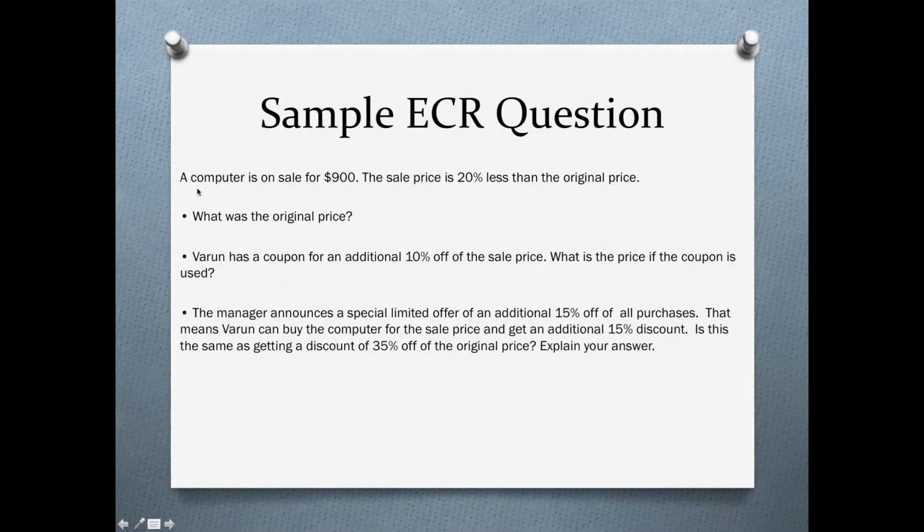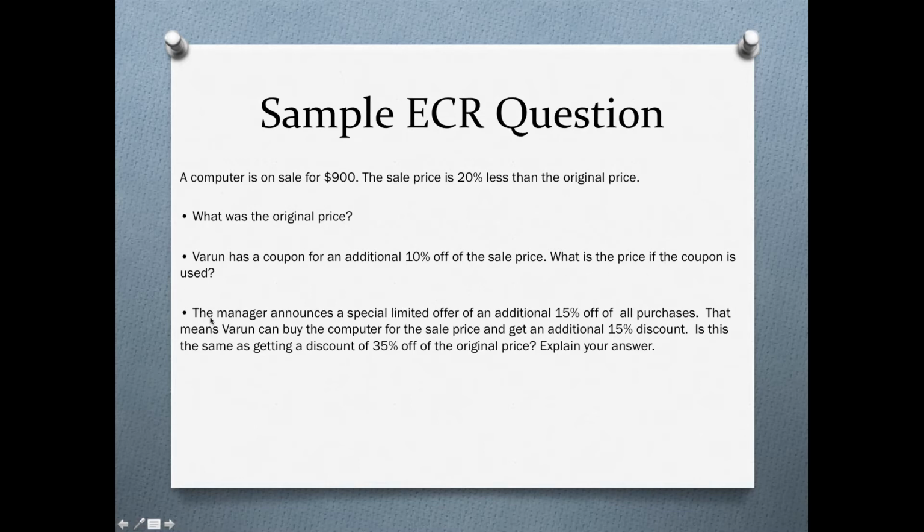It says a computer is on sale for $900. The sale price is 20% less than the original price. The first bullet says, what was the original price? The second bullet says, Varun has a coupon for an additional 10% off the sale price. What is the price if the coupon is used?